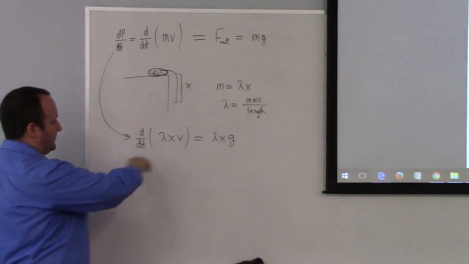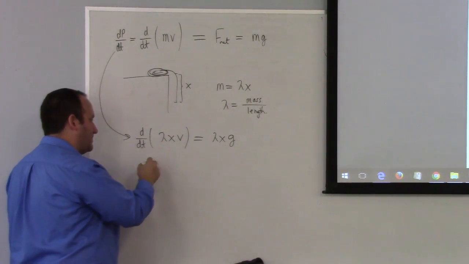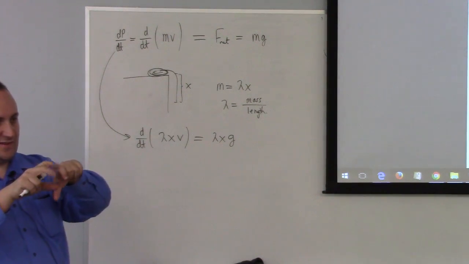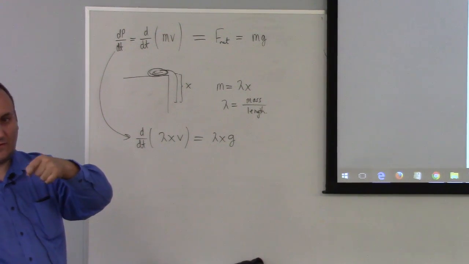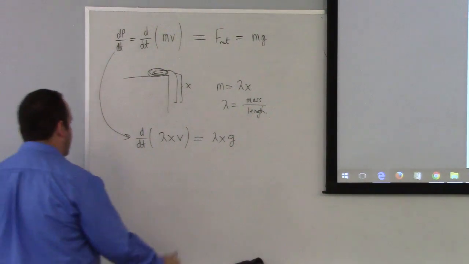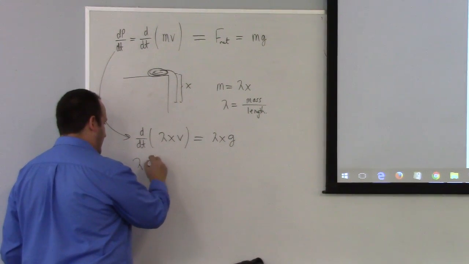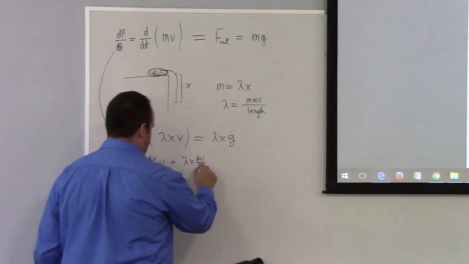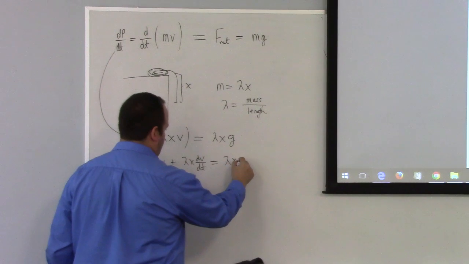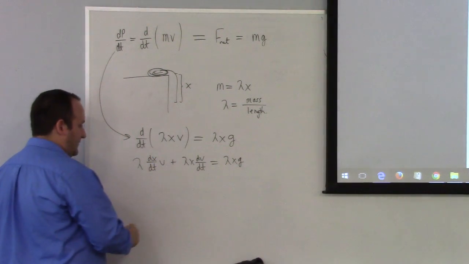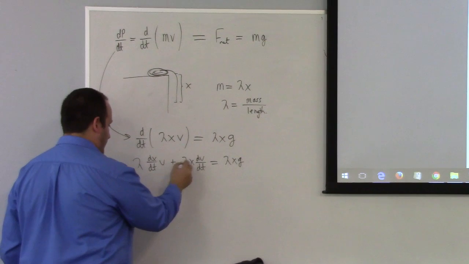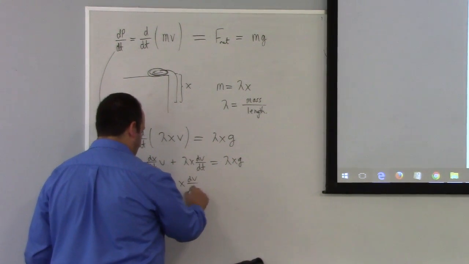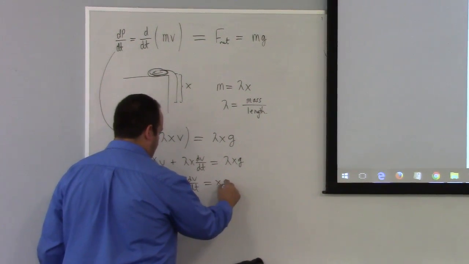But anyway, product rule, what do we get? Lambda's a constant here, because we assume that the chain is homogeneous, right? It's not like a really thick chain on one side and a really skinny chain on the other side. That would be worse. So then this is lambda dx/dt v plus lambda x dv/dt, equal to lambda x g. You notice by now there's a lambda, lambda, lambda. Get rid of them. And so this is really v squared plus x dv/dt is equal to xg.